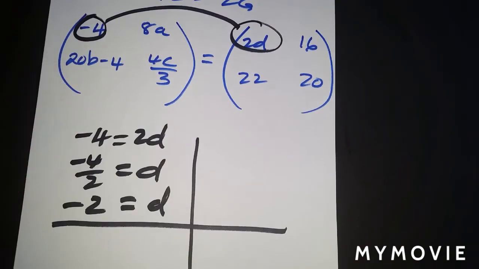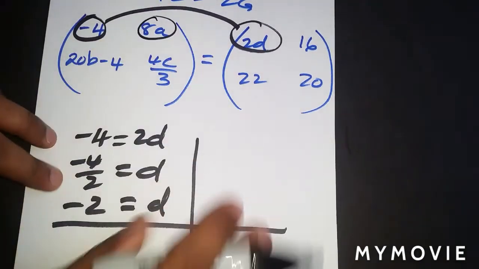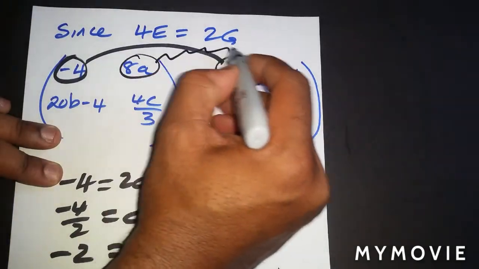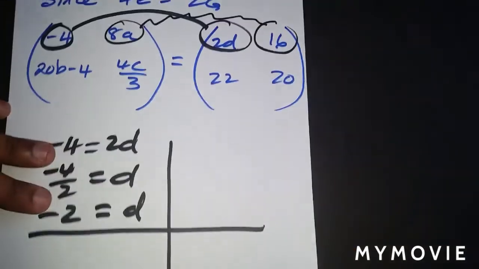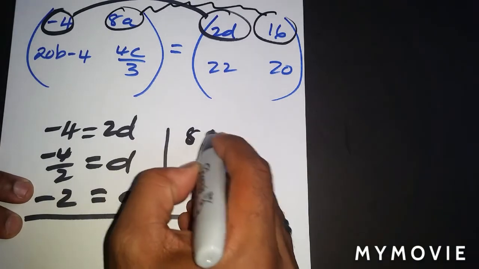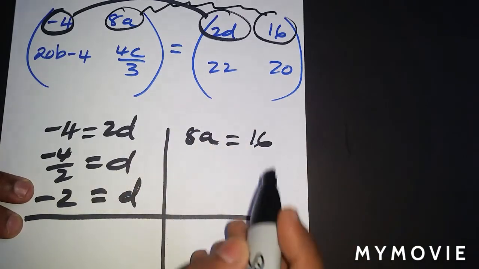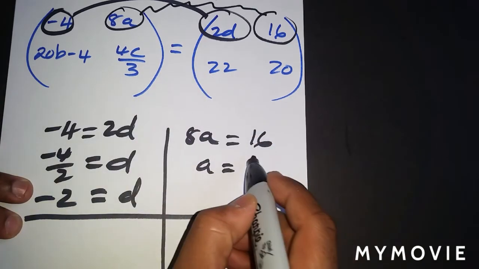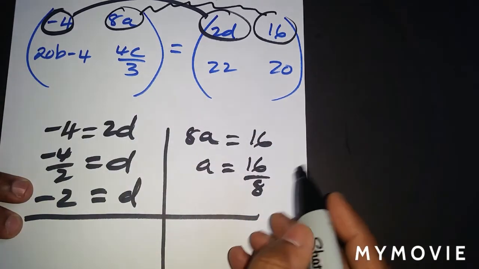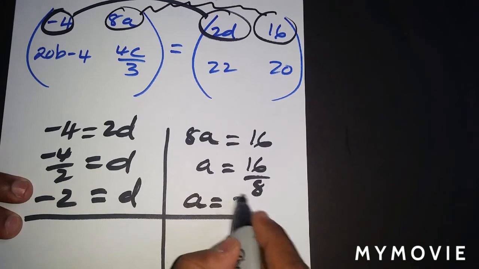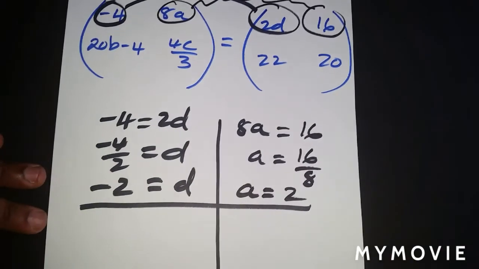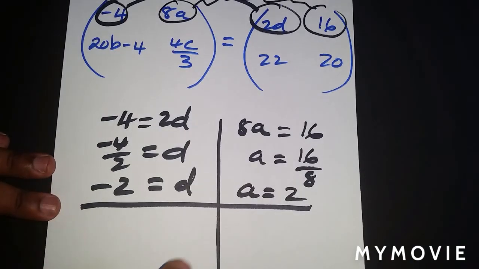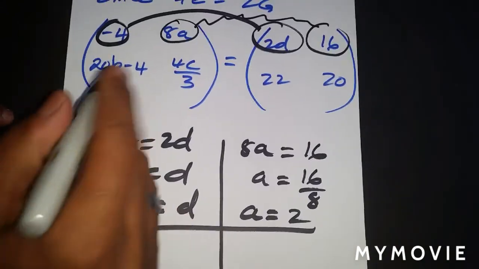So we have that. Next thing, 8A corresponds with 16. So it means that 8A is equal to 16 because the matrices are equal to each other. And A will be equal to 16 over 8, which means the value of A is 2. So I found the values of 2 variables here.